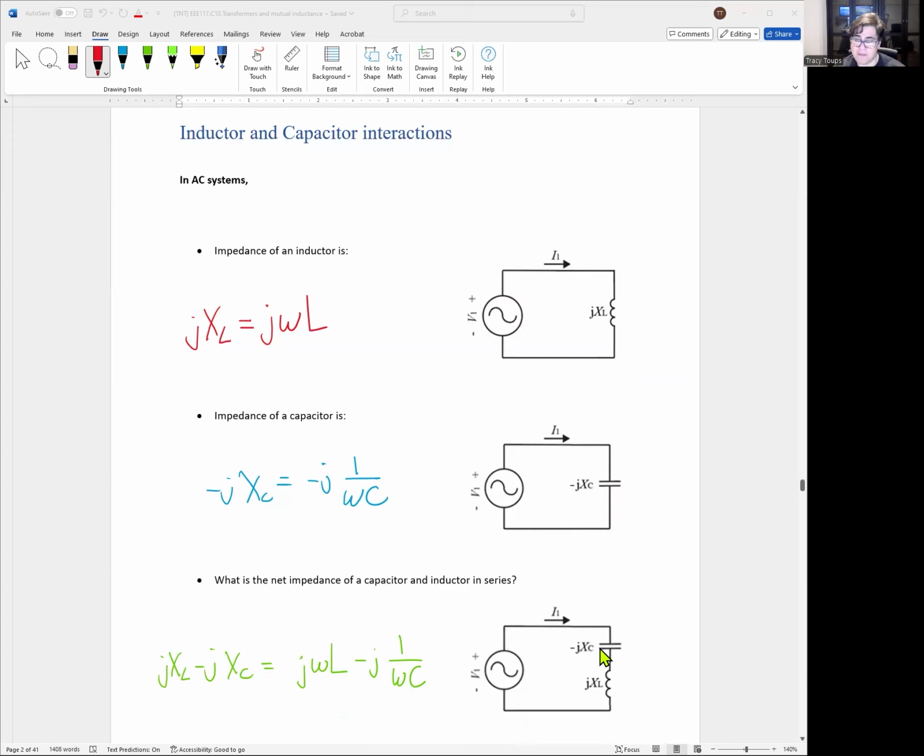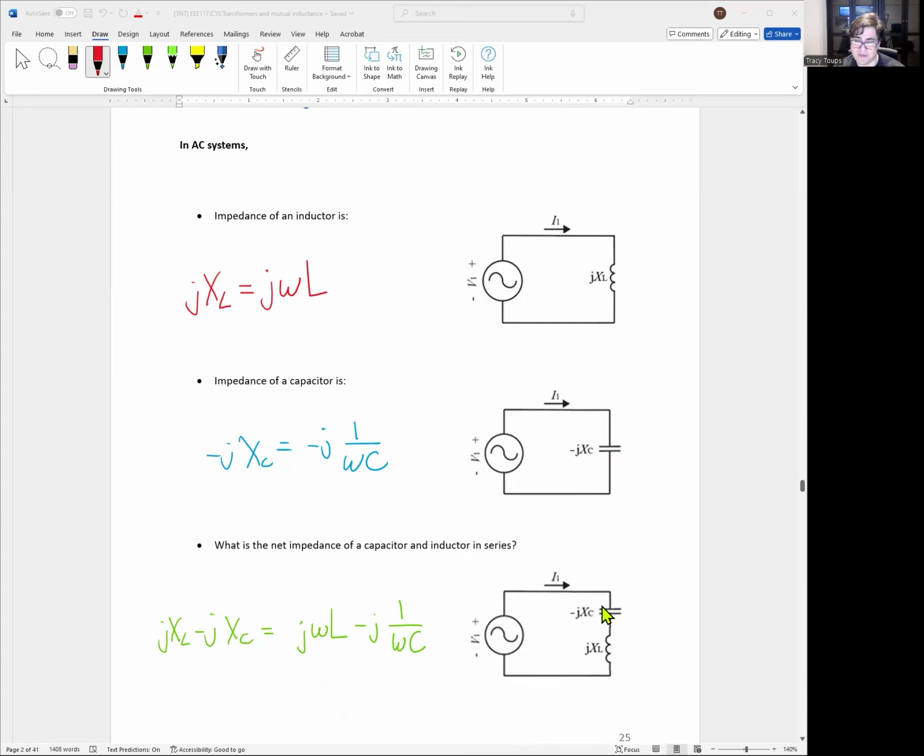Okay. Now, what would happen if we add both of these together in series? So we have a capacitor and inductor in series. And what is the net impedance? Well, remember, because they're impedances now, we could treat them like resistors. So in series, we could just literally add them together. So you can have jX of L plus negative jX of C. And when you break it down a little bit, your inductor impedance is j omega L and your capacitor impedance is negative j, 1 over omega C. So you can see that the inductor is positive and the capacitor is negative.